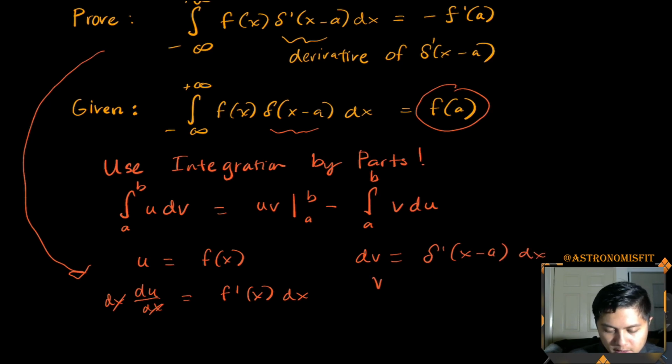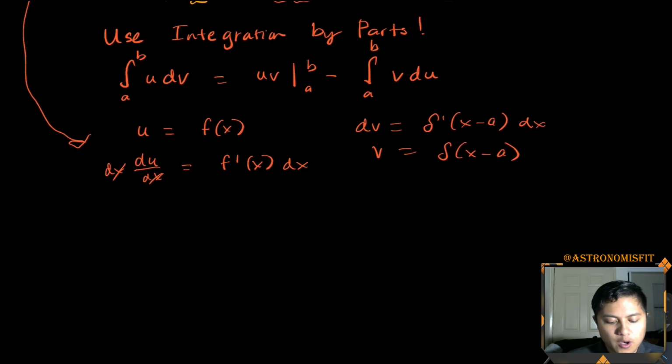Now we have to integrate this. Okay, so we have v is the integral of dv, so we're just going to have delta x minus a. And now that we have all of these pieces, we just have to follow our integration by parts formula here.